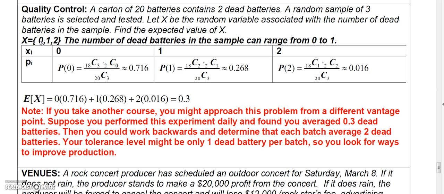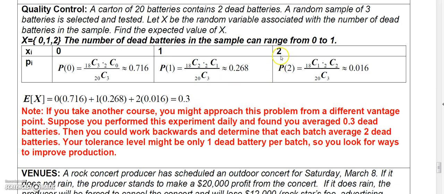So you can only have up to 2 dead batteries in the sample because there's only 2 dead batteries. So the probability that you get no dead batteries would mean that out of the 18 good batteries you chose all 3, and out of the 2 bad ones you chose none, and then divide by the total number of samples, 20 choose 3. The probability that you get 1 dead battery would mean out of the 18 good batteries you choose 2, and out of the 2 bad batteries you choose 1, over 20 choose 3.